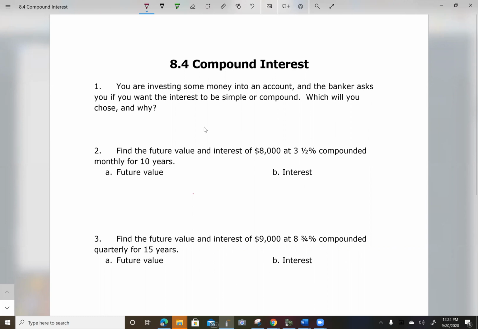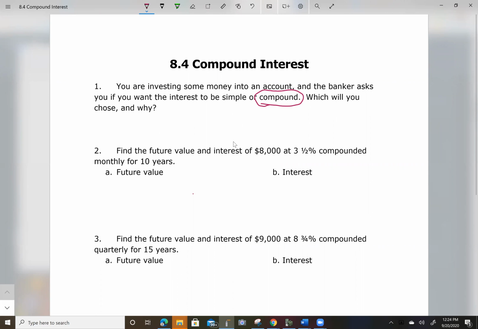So number one, you are investing some money into an account and the banker asks if you want the interest to be simple or compound, and you definitely choose compound because then you're making interest on the money that you've already made interest on. So it's going to be more money at the end of the day or the year or wherever.